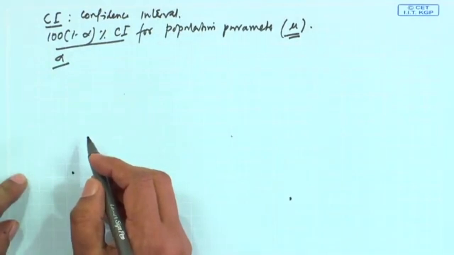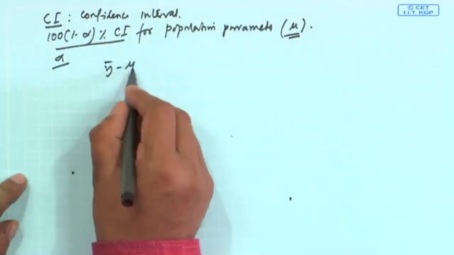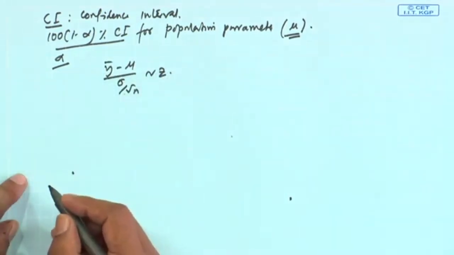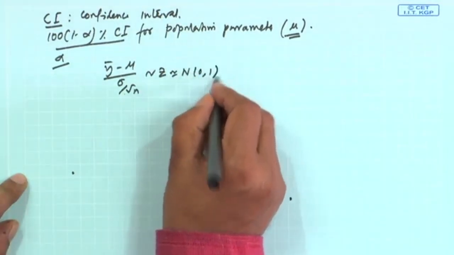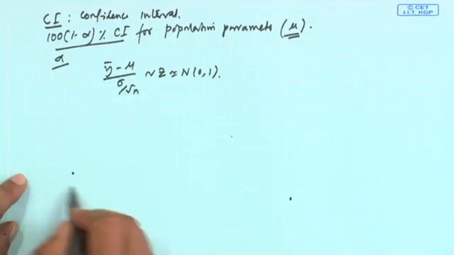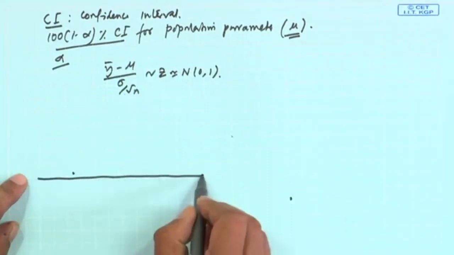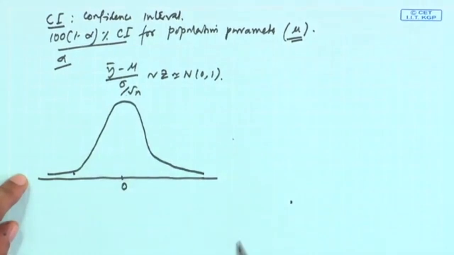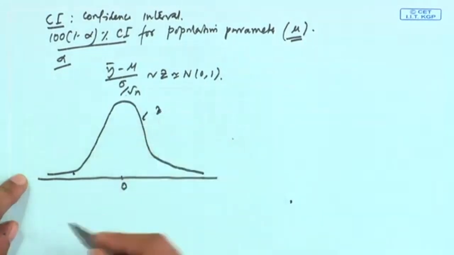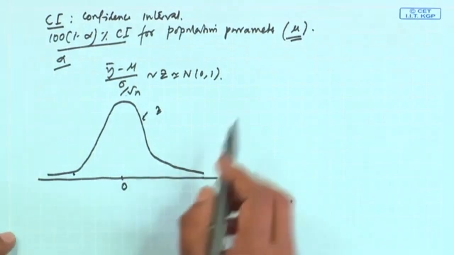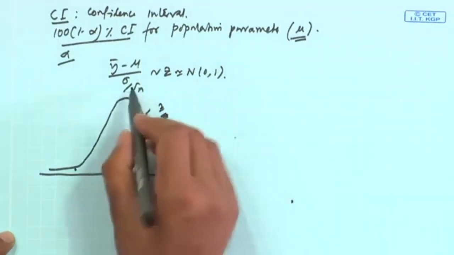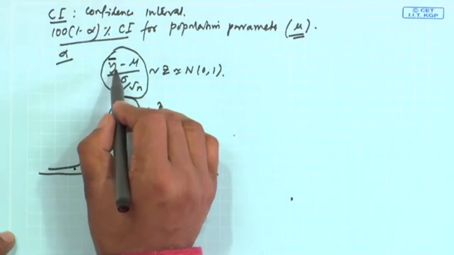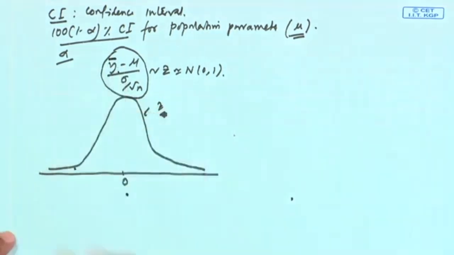Okay. So, a few things. Then what is alpha here? So, I told you that y bar minus mu by sigma by root n is a statistic that follows z distribution. Z is nothing but unit normal, 0, 1. So assume that this is your 0, then your normal distribution is something like this. This is the z distribution. Now, this quantity follows z distribution, and here one important statistic is y bar, which is the sample average.